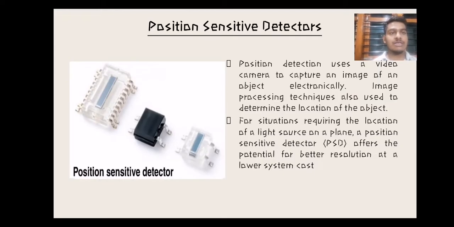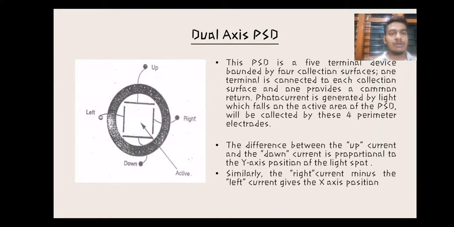Position sensitive detectors. This diagram shows the position sensitive detectors. Position sensitive detectors use a video camera to capture objects electronically. Image processing techniques are also used to determine the locations of the object. PSD offers the potential for better resolution at a low system cost. This diagram shows the dual axis PSD.